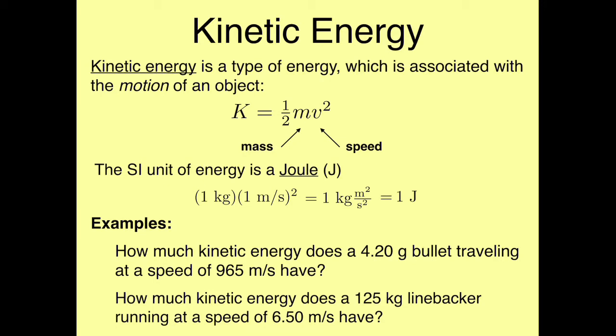Let's do a couple examples just so we get some practice calculating kinetic energy. The first example is, how much kinetic energy does a 4.2 gram bullet traveling at a speed of 965 meters per second have? The second example is, how much kinetic energy does a 125 kilogram linebacker running at a speed of 6.5 meters per second have? So let's work each one of these out.